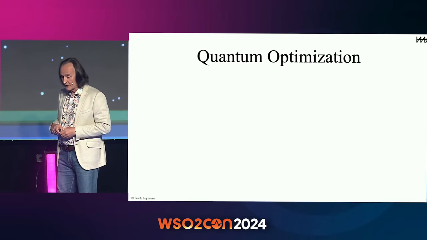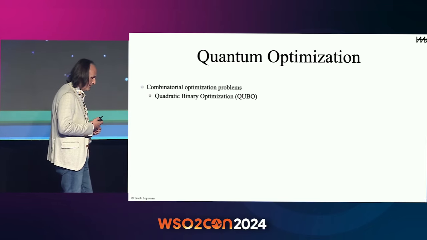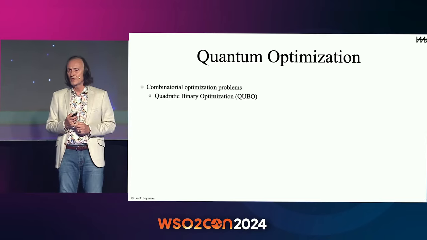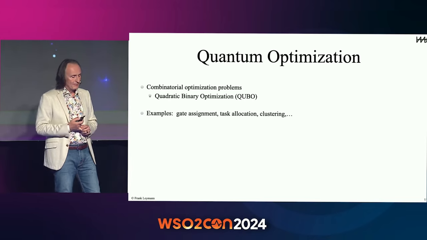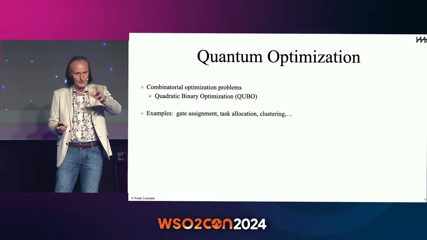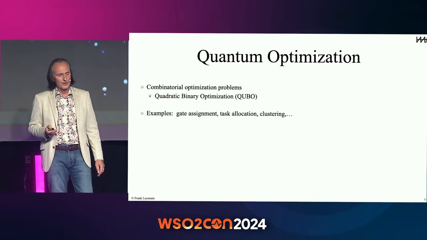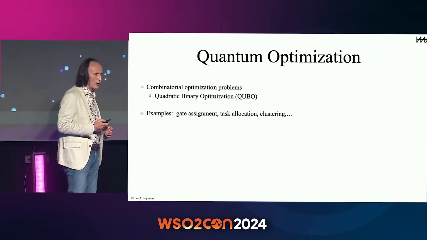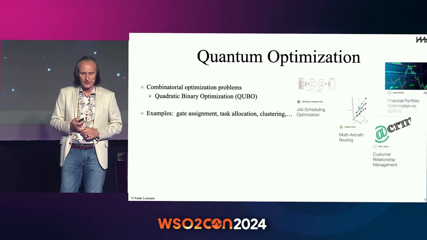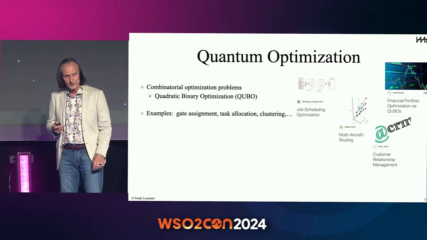Then optimization. Lots of work these days is done in optimization. For example, a quantum computer is good in combinatorial optimization problems, especially quadratic binary optimization problems called QBOs. An example is gate assignment when airplanes are coming into an airport. Which gate do you assign to the airplane? Task allocation, nurses in hospitals, clustering in machine learning. This is all in the scope of QBO problems. And here are a bunch of applications that we built in the project that we are running, like job scheduling, multi-aircraft routing, customer relationship management, financial portfolios being reshuffled.